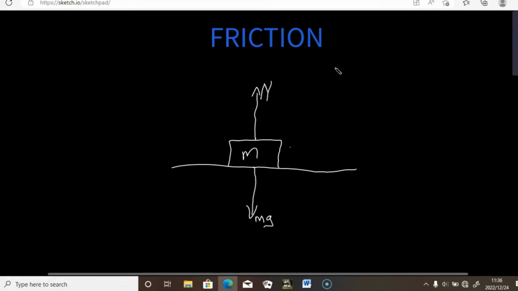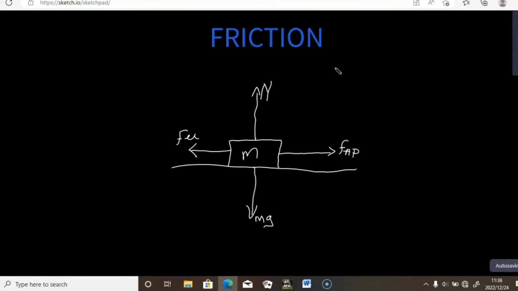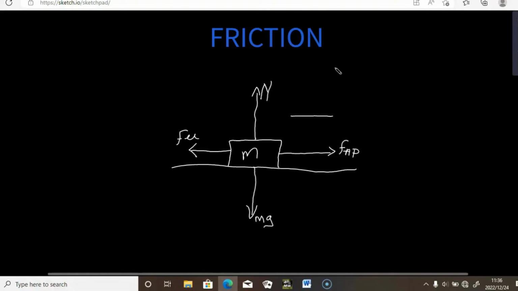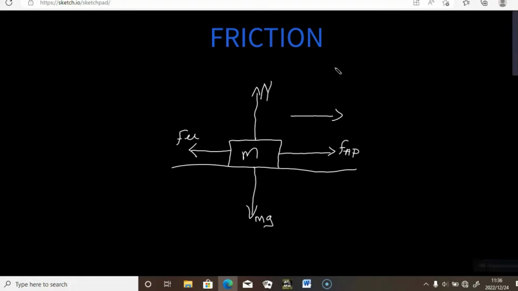Therefore, we're going to look at the external forces. Let's say we're applying a force in that direction. That's the applied force. We are going to experience frictional force in the opposite direction. Why? Because friction is a force that always opposes motion. So if we're applying a force in that direction and this block is moving in that direction, friction will be acting in the opposite direction, because friction always opposes motion.